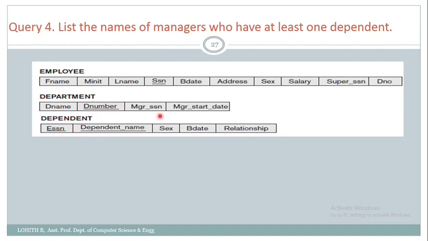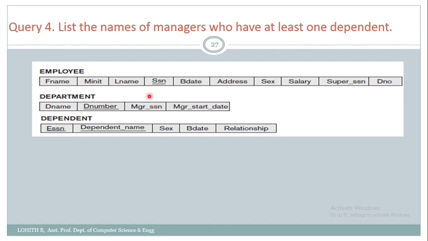Let me tell you a scenario where there might be some managers without any dependents. So what I have to do is, first I will retrieve the column manager SSN from the department table. After that I will retrieve the column ESSN from the dependent table. To retrieve a column in relational algebra we use the pi notation, but to retrieve a row we use the sigma notation.